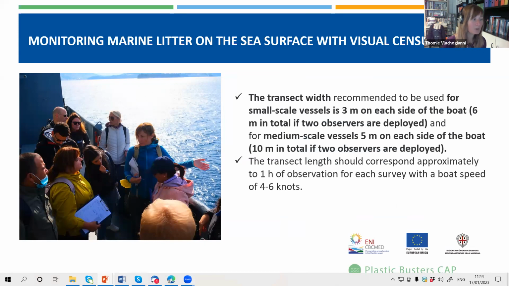So depending on the size of the vessel, whether the vessel is big or small, and how far the observer is elevated from the sea surface, it has been agreed that either 3 meter or 6 meter transects could be deployed, and even 10 meters in the case of larger vessels, and the transect length should correspond approximately to 1 hour of observation, with the boat moving with a relatively small speed of 4 to 6 knots.